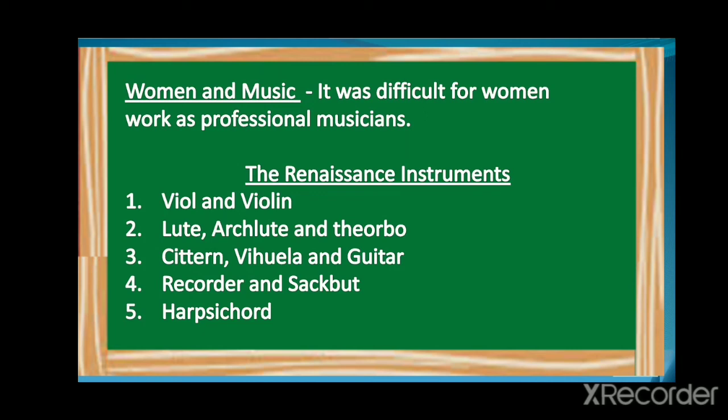In the recorder and sackbut, the recorder was played by blowing directly into the beak from the mouthpiece. Recorders were different sizes with different ranges and sound qualities. It was a consort instrument to be played in a group. The sackbut is considered the ancestor of the modern trombone. The sackbut produces a sweeter sound than the trombone. It is used to accompany the choir.